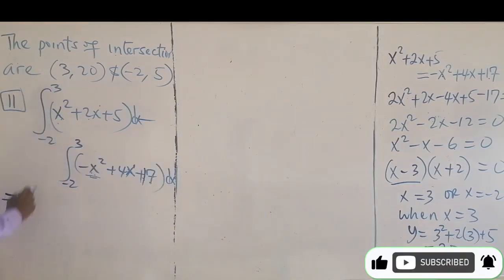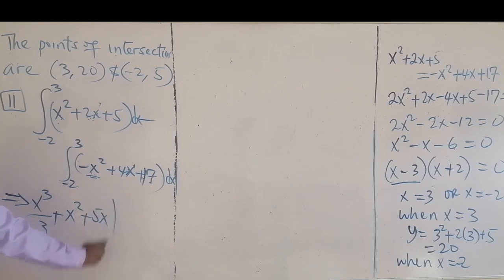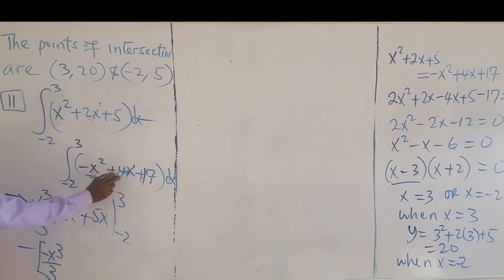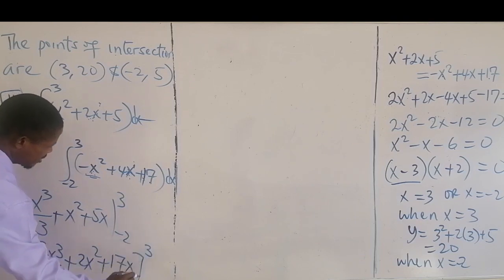If you integrate this one, we have x cubed over 3. This one will be 2x squared over 2, that's power 2, 1 plus 1 over 2. So that's plus x squared, plus 5x. Indicate your upper and the lower boundary. Then minus this one. The integral of this will be minus x cubed over 3. The integral of this is 4x squared over 2, that's plus 2x squared. Then plus 17x. Indicate your upper and the lower boundary.